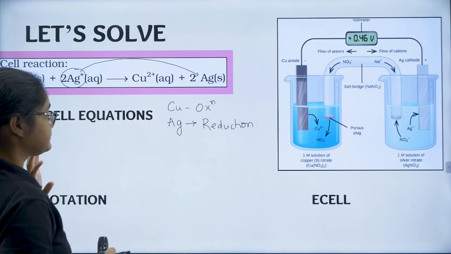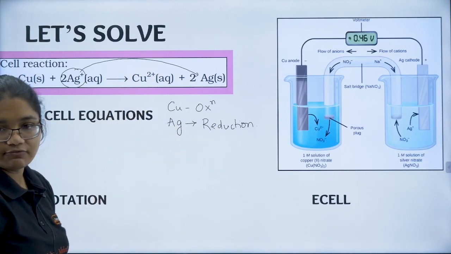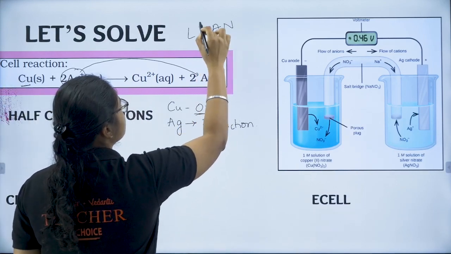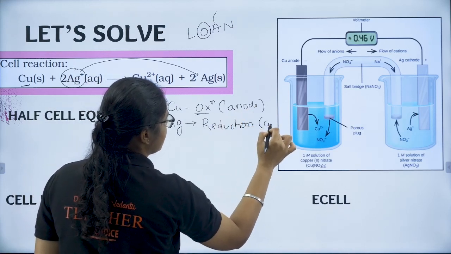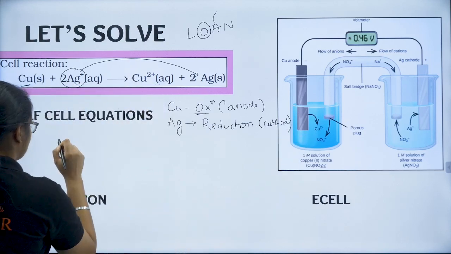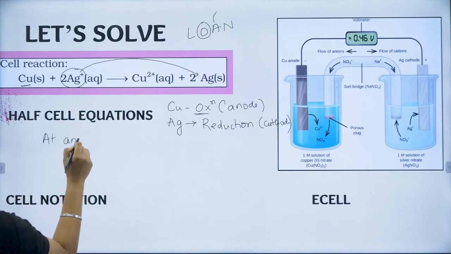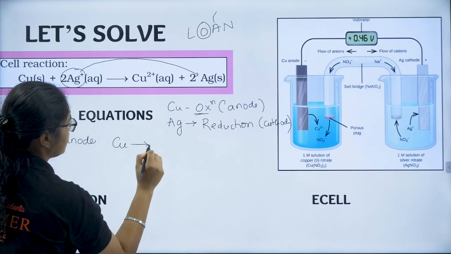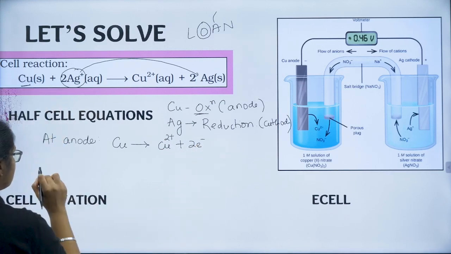So what to do next? Now we have to write the half cell reaction. So we have to write the reaction of oxidation and the reaction of reduction. Now oxidation, I just taught you LONG. Oxidation will take place at what place? At anode. So this reaction will definitely take place at anode, and this reaction will take place at cathode, right? Now let's write down the reactions. So what is the reaction at anode? At anode, copper is undergoing oxidation. Cu will get converted to Cu2+ plus 2 electrons. At cathode, what is happening?